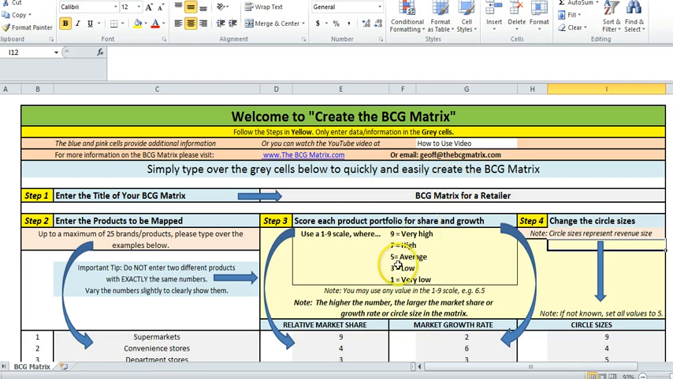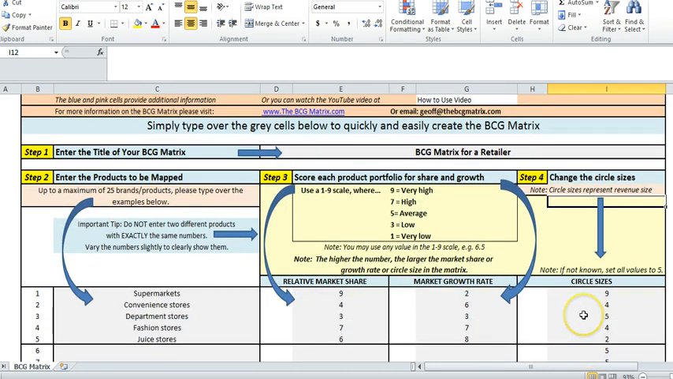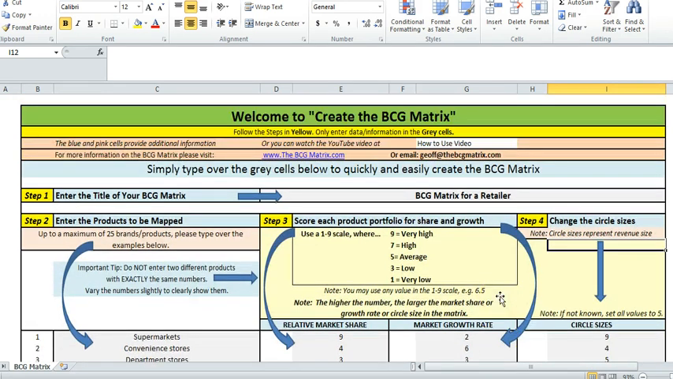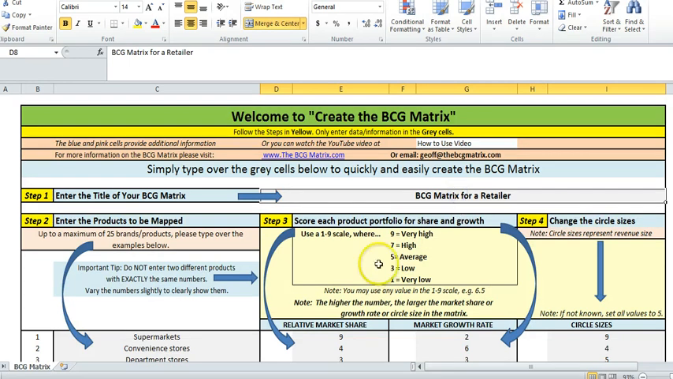This one's a little bit different, because we don't have exact market share information, but we have a good idea of how we want the particular matrix to look. So in this case, we're just going to use a 1-9 scale for relative market share and growth rate. And then we're also going to use the same scale to change the size of the circles. I've created one here already. I've just done one for a retailer.